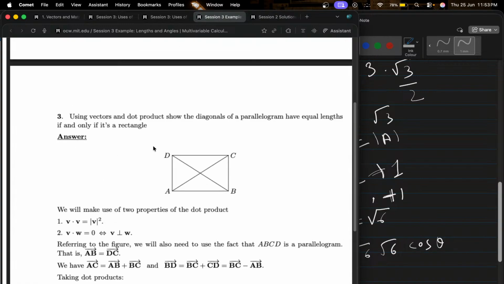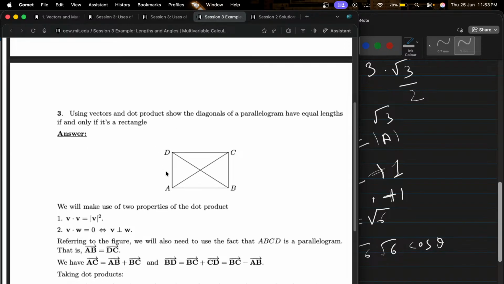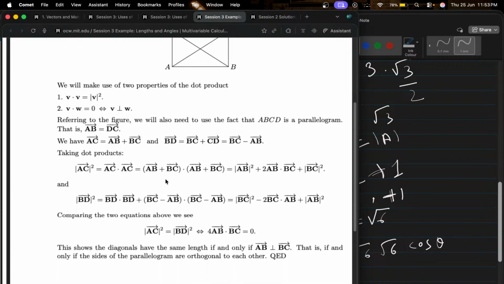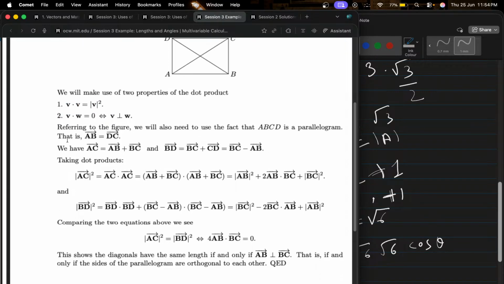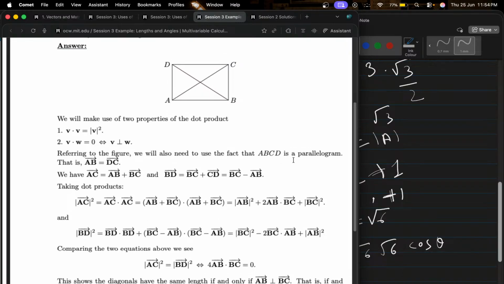Okay, last one. Using vectors and dot products, show the diagonals of a parallelogram have equal lengths if and only if it's a rectangle. We will have to make use of two properties of dot products. This is the orthogonal property and this is the normal property that we tend to follow. Referring to the figure, we will also need to use the fact that ABCD is a parallelogram.